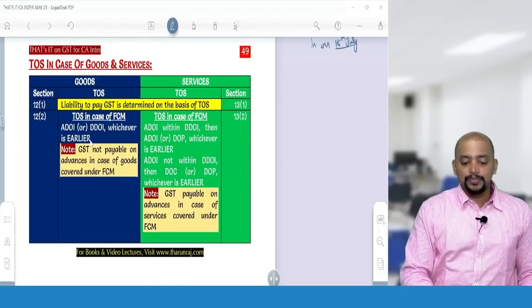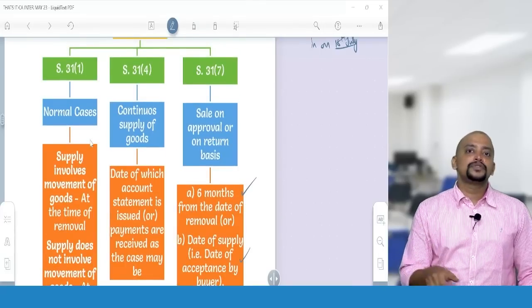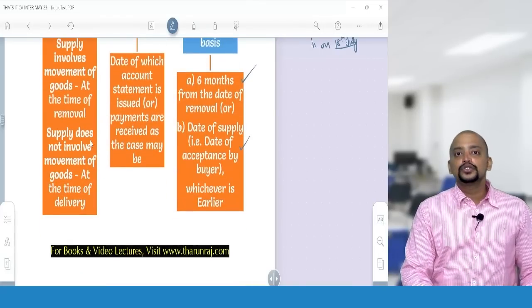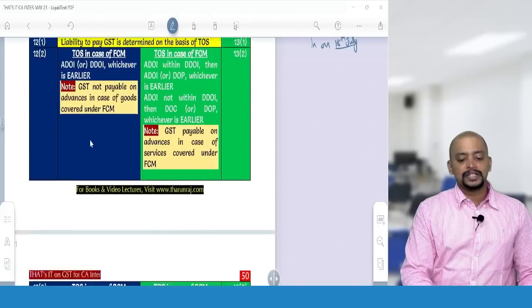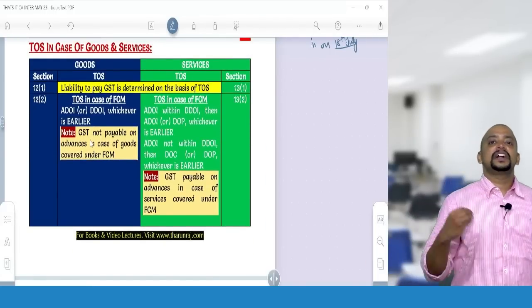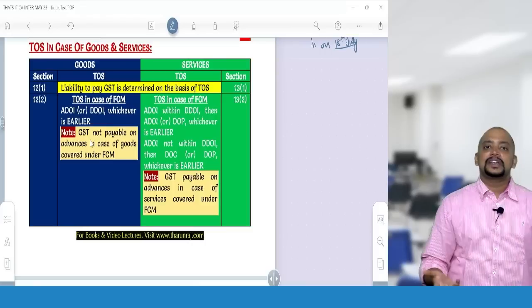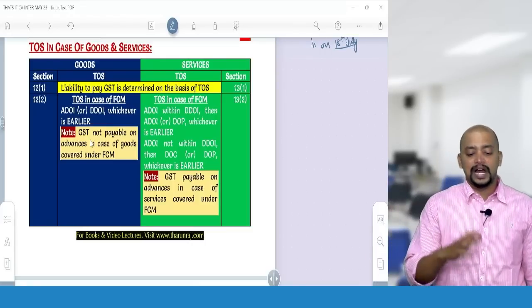So that we have seen previously, that is if it is goods: normal cases, continuous supply of goods, sale on approval or on return basis. That should be taken as the due date of invoice, and then the actual date of invoice, whichever is earlier, should be taken. And in case of advances, do we need to pay any GST? No, because date of payment is not given here, which means GST is not payable on advances.